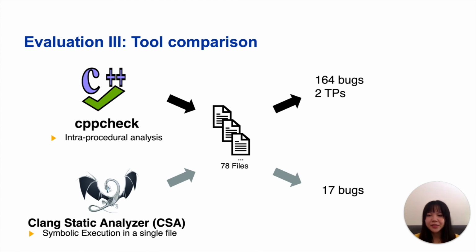In evaluation 3, we did a comparison to other 2 static analysis tools. First is the CppCheck. It does intra-procedure analysis. And the second is the Clang Static Analyzer, which does inter-procedure but not inter-file analysis. We select the files which UBITect reports bugs and let them analyze those files. CppCheck reports 164 bugs, but only 2 true positives. CSA reports 17 bugs, which has fewer false positives, but low number of bugs. This again shows that one method is not sufficient to detect UB bugs.